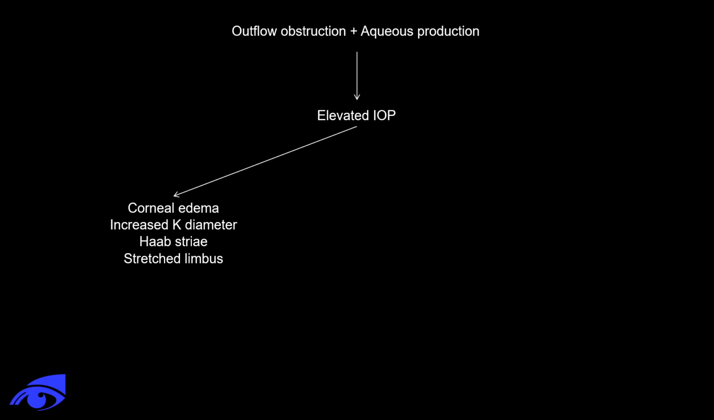In the front part of the eye, this causes the clear dome, the cornea, to swell up. It can also stretch the cornea such that the diameter increases, and it can cause stretch marks on the cornea, what's called Haab striae. All these things can lead to scarring of the cornea, erosion, and ulceration. When the cornea is affected, light can no longer enter the eye undistorted.